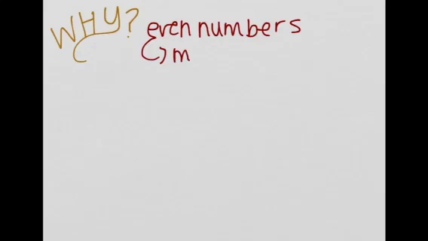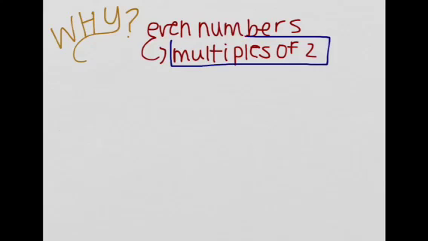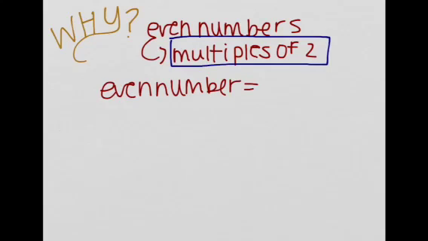Well, realize that even numbers can be arranged in pairs. And when they're arranged in pairs, that means they are multiples of 2. So this is actually very important. Even numbers are all multiples of 2. Okay? So when they mean it's a multiple of 2, that means an even number is equal to 2n, where n is a whole number, right?